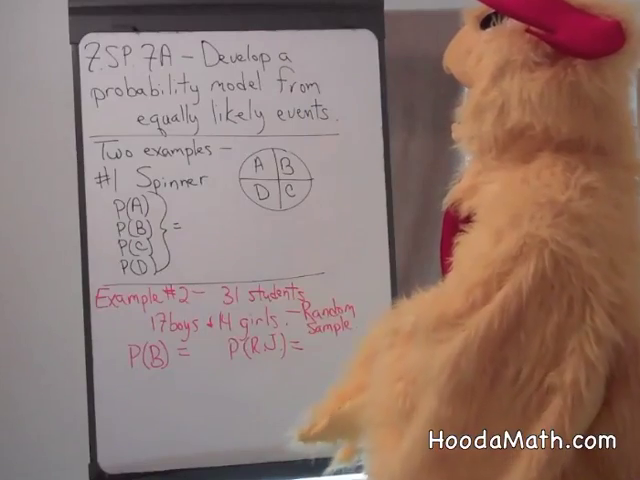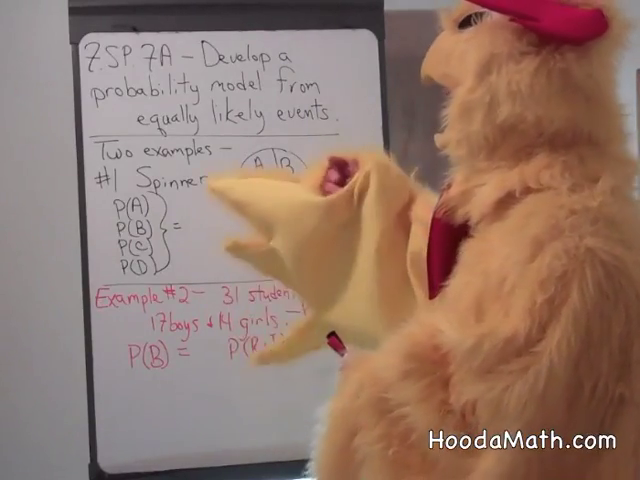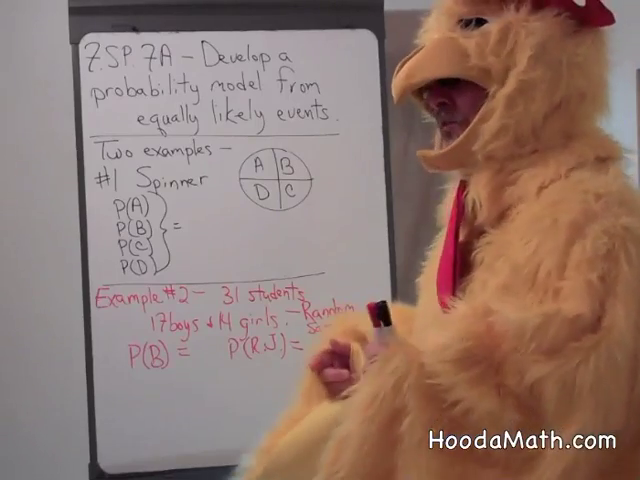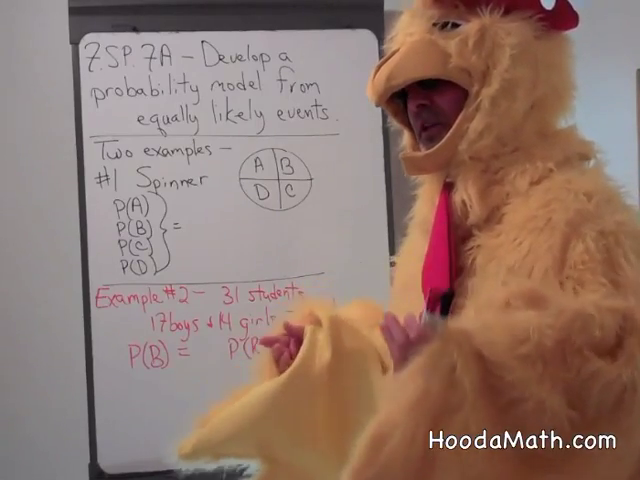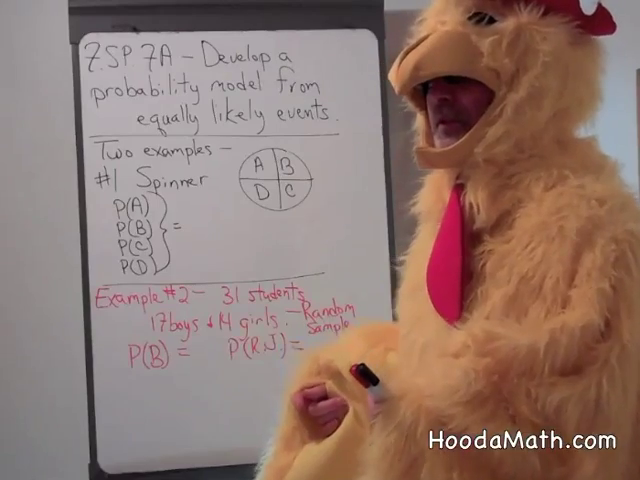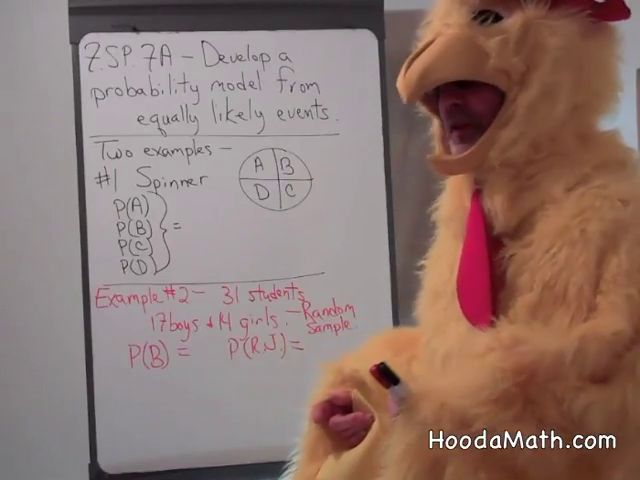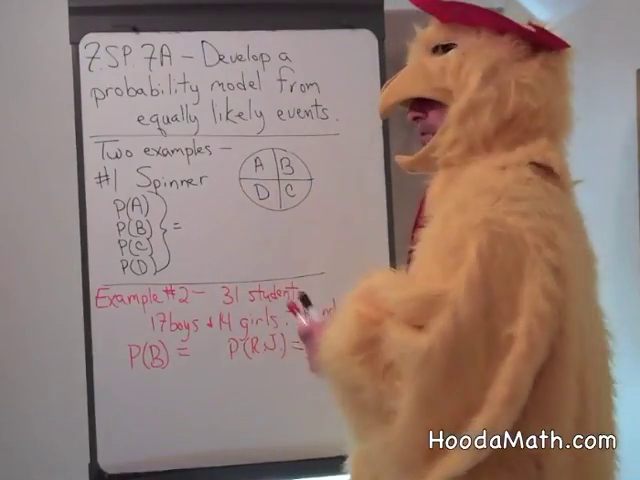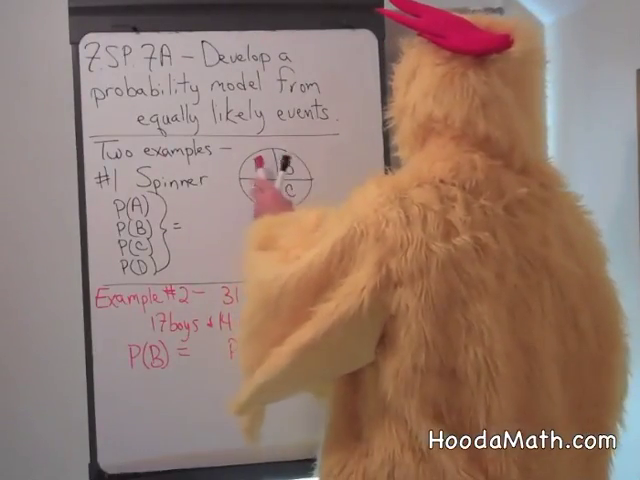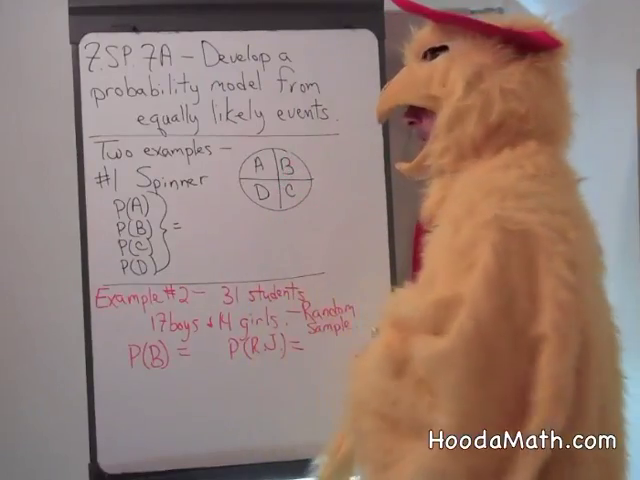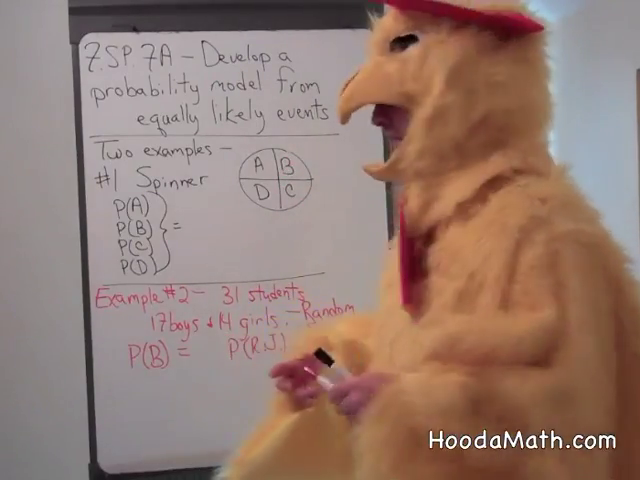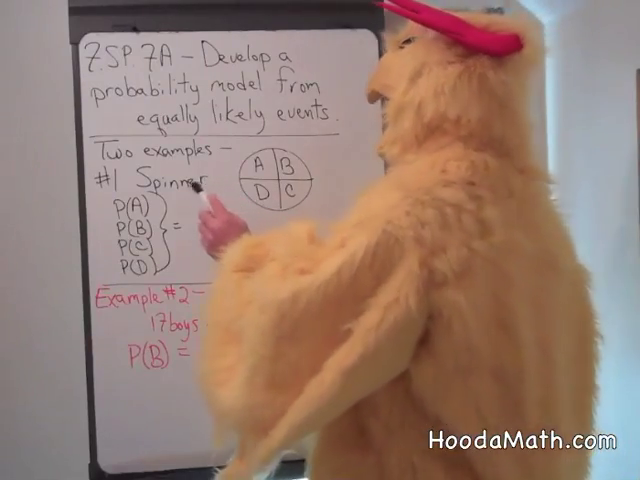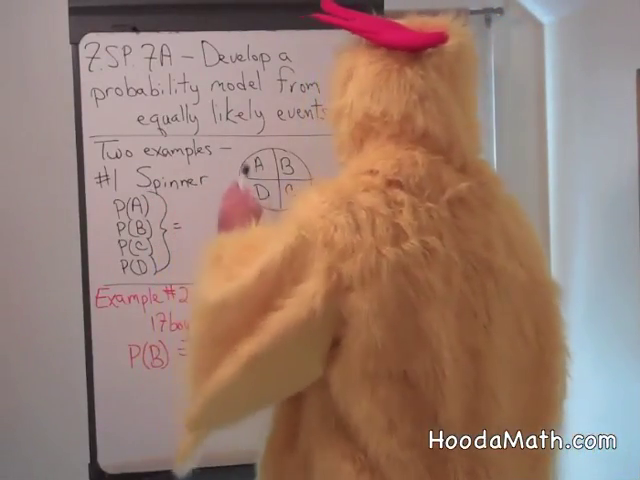We're going to develop a probability model from equally likely events. So basically we're going to come up with the theoretical probability based on equally likely events. In this case, we have a spinner, and each of the sections of the spinner are the same area. So our first example, we're going to spin the spinner.